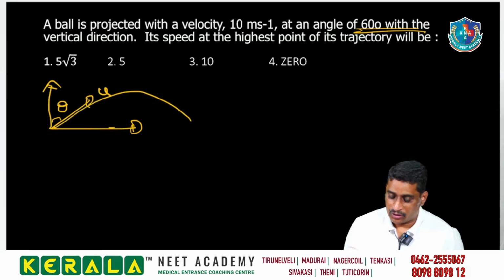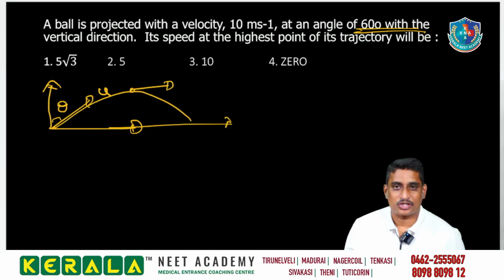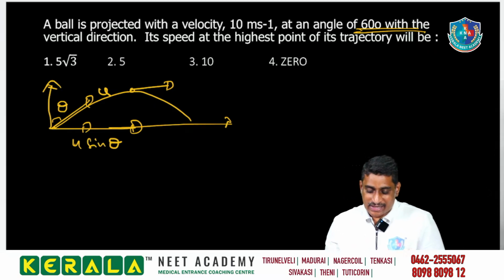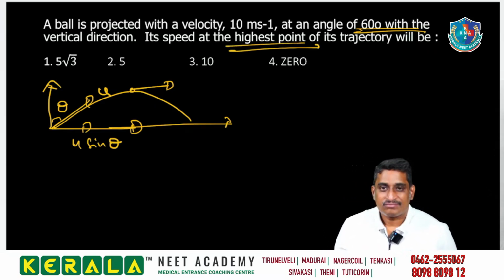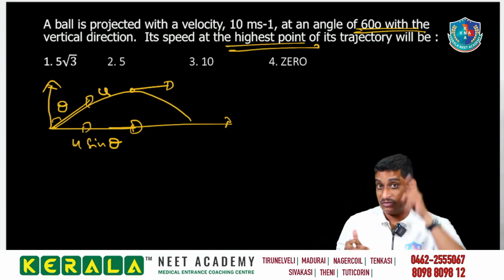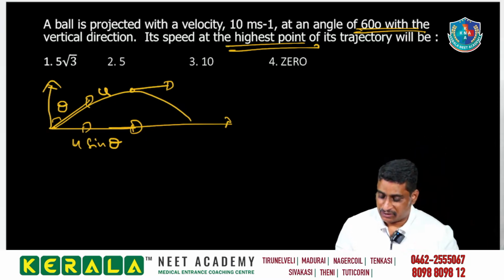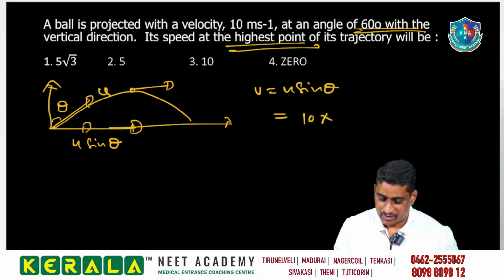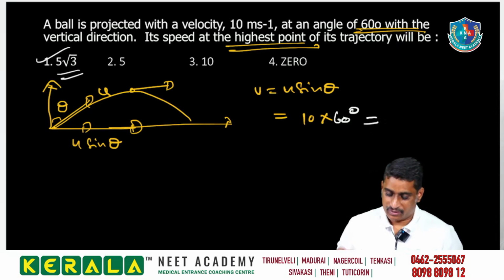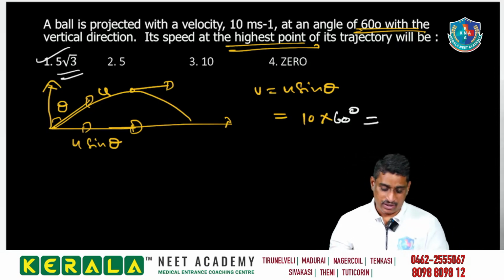They are asking us to find the velocity at the highest point. This time, the horizontal component of velocity will become u sin theta. And they are asking for speed at the highest point. So at the highest point, net velocity will be equal to the horizontal component of velocity only. Vertical component of velocity will become 0 at the highest point. Therefore, the net velocity at the highest point will be equal to u sin theta. U value is given 10, theta is 60 degrees. So 5 root 3 meter per second is the velocity at the highest point you will get.